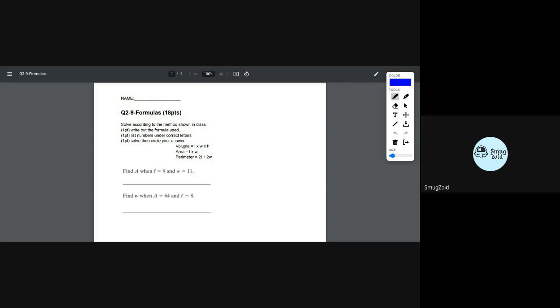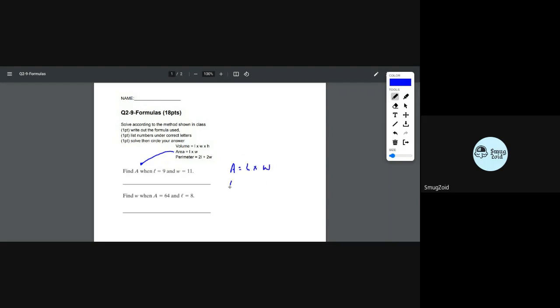I got 3 formulas. Volume equals length times width times height. Area equals length times width. And perimeter is 2 times the length plus 2 times the width. So first one says A, which is area. So I'm going to be using this formula for these 2 problems. Fairly easy, okay? So the first one I can put A equals L times W.